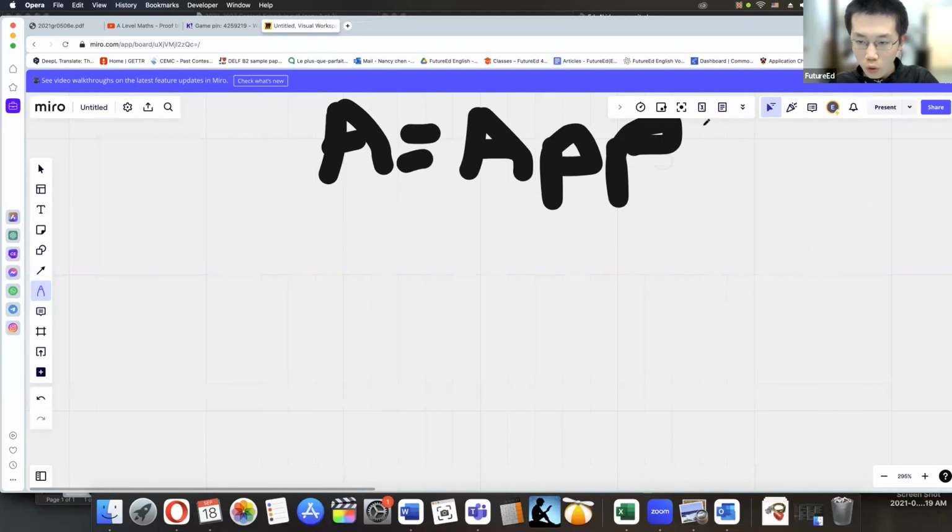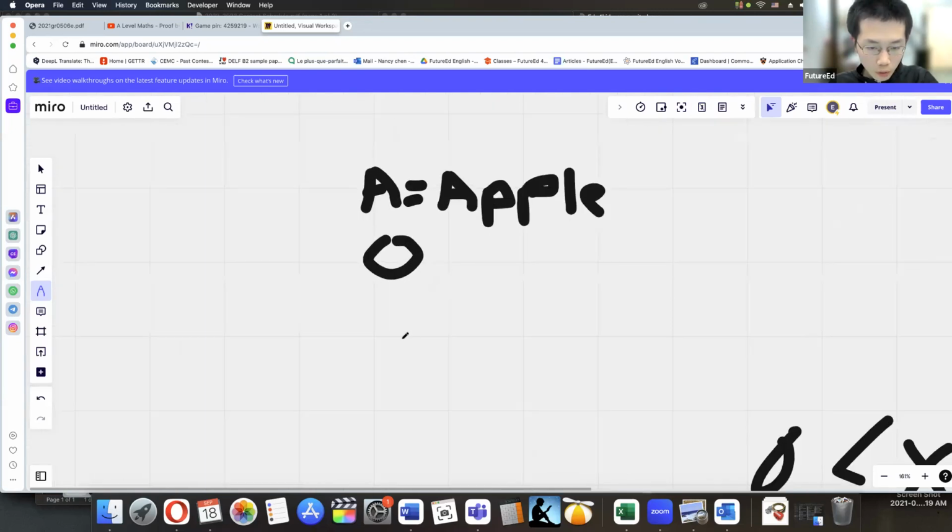So let's use O for orange. O is going to be for orange. Pear and peach, they both have an E. I'm just going to put R for pear.